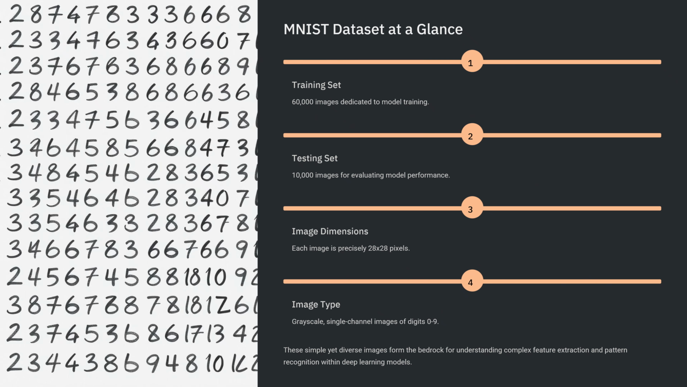MNIST contains a total of 70,000 images, 60,000 for training and 10,000 for testing. Each image is 28 by 28 pixels and in grayscale, which is perfect for neural networks because the input size is small and easy to process. Even though the images are tiny, they come in a variety of handwriting styles: thick, thin, slanted, curved, sharp, messy, neat, everything. This makes the dataset simple but still challenging enough to teach a model how to generalize.